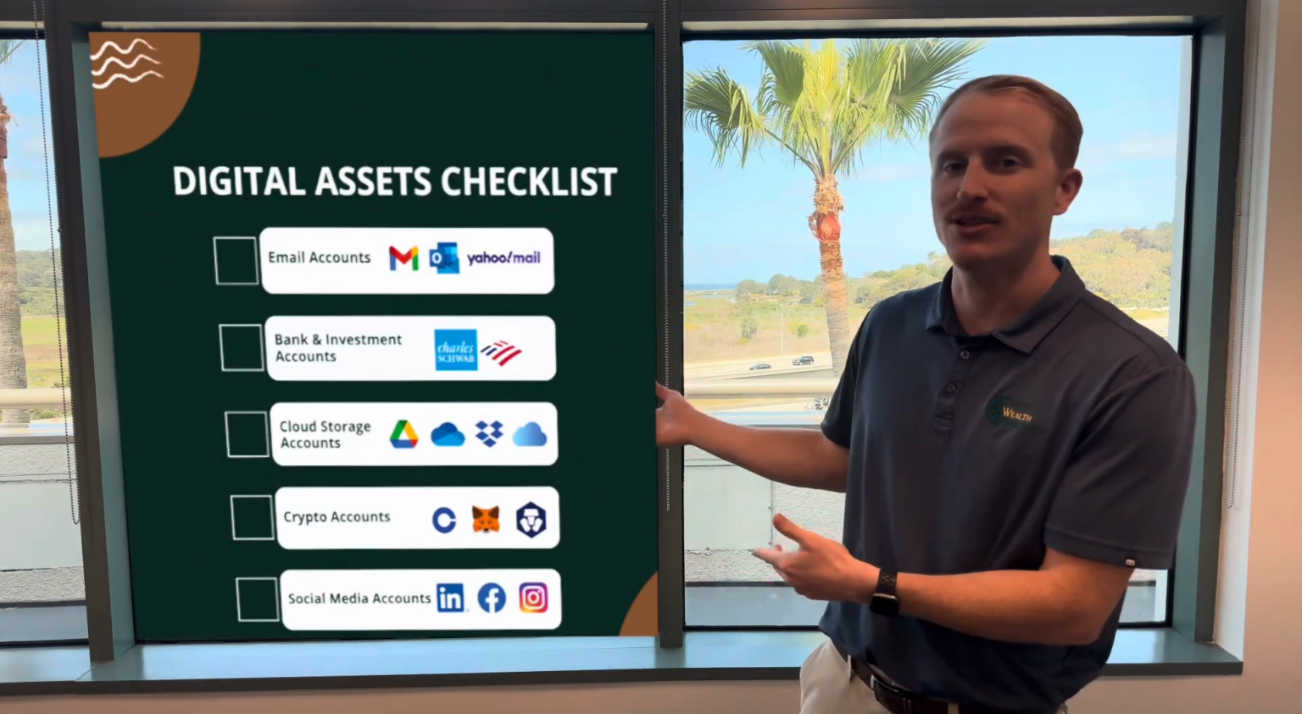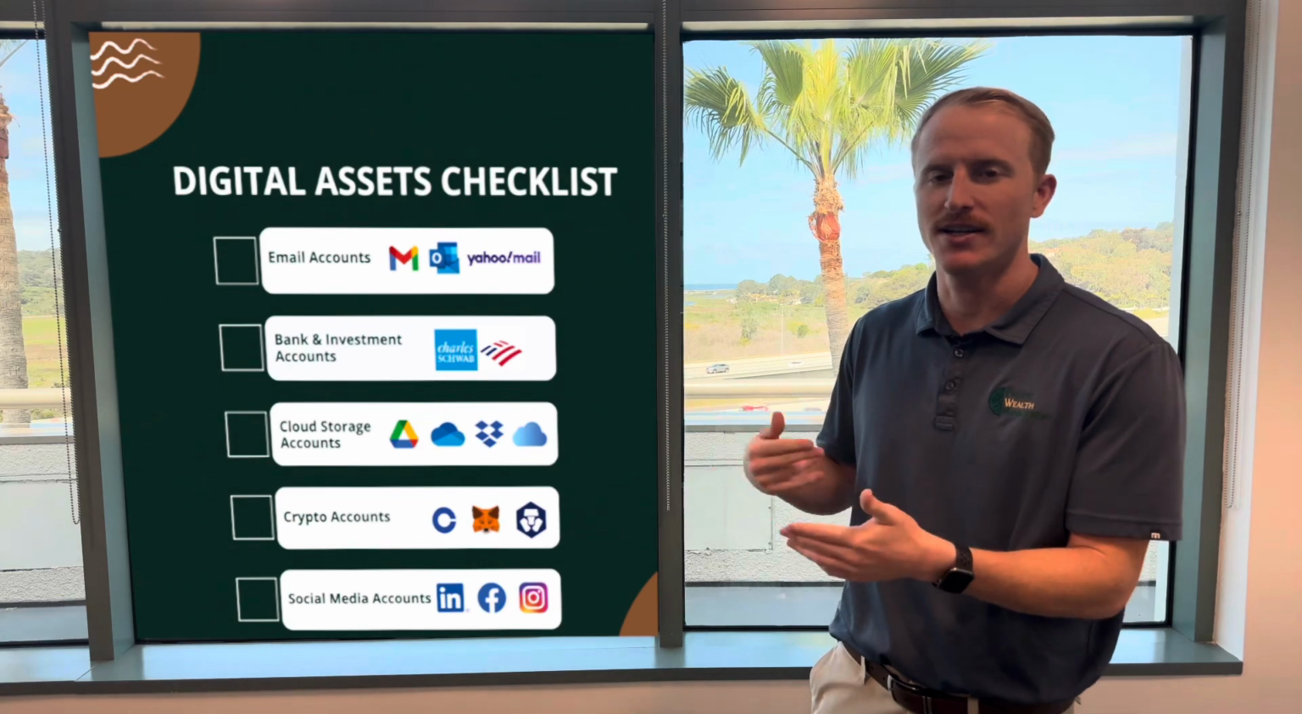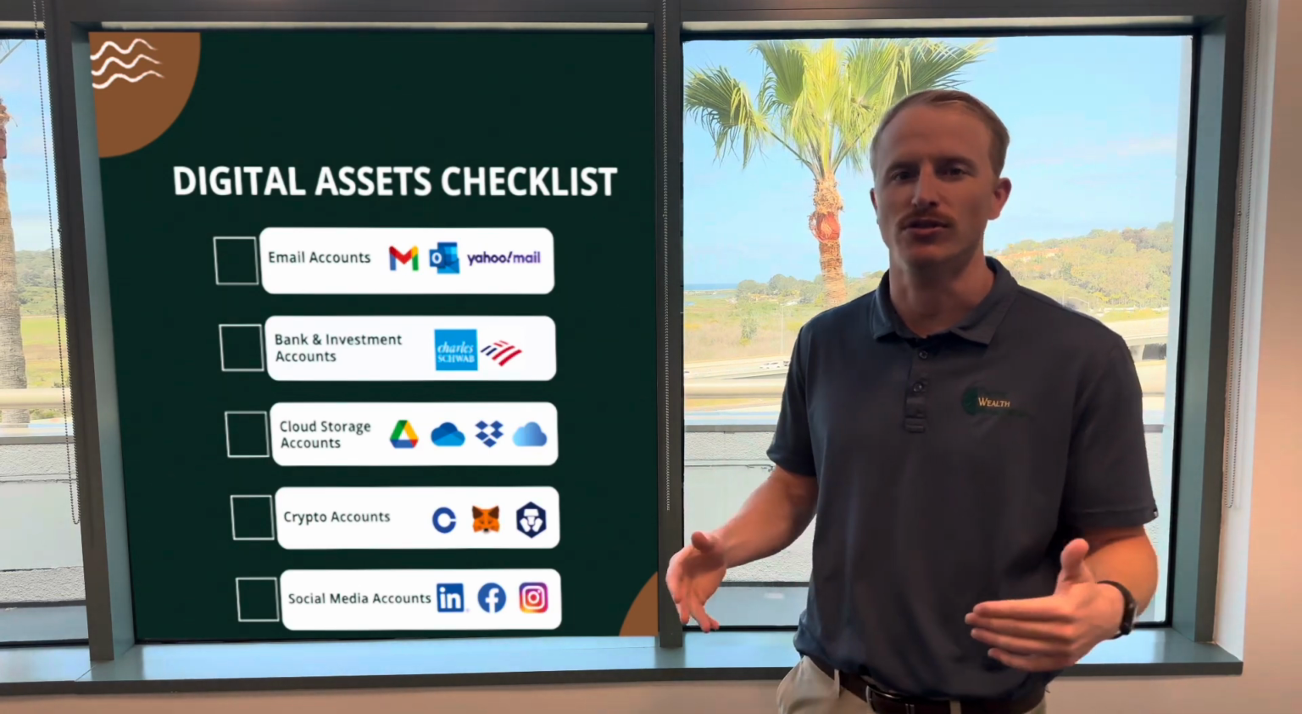The first step is to generate a list of all your accounts. Here's a checklist to get the juices flowing. This is in the white paper. Kind of get your ideas flowing on what type of accounts you should include.